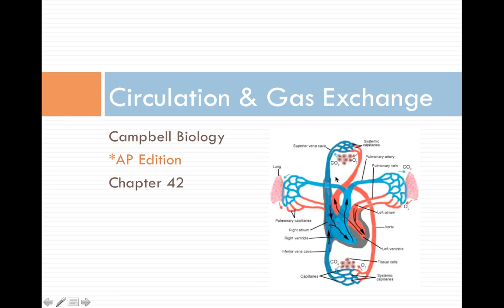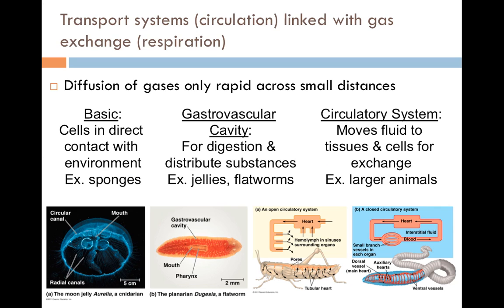So this is lecture for chapter 42, which is circulation and gas exchange. There's a lot of transport systems in your body that are linked. So your circulation and your gas exchange, your respiration are linked. Your heart, your veins, your arteries, and your lungs and all that stuff are linked because they need to work together.